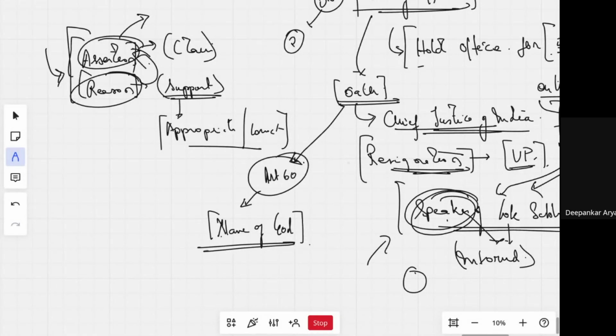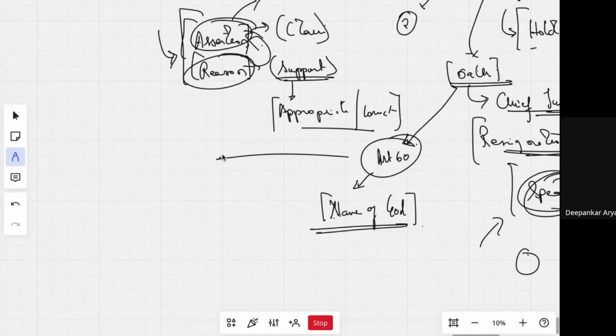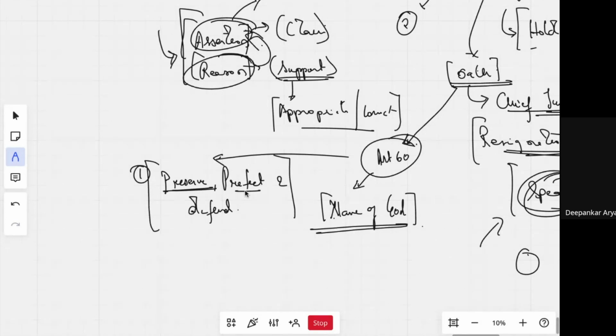Okay, and he has three important duties as the President of India. What? Preserve, protect, and defend the Constitution of India. Just three important duties: preserve, protect, and defend the Constitution of India. Okay?